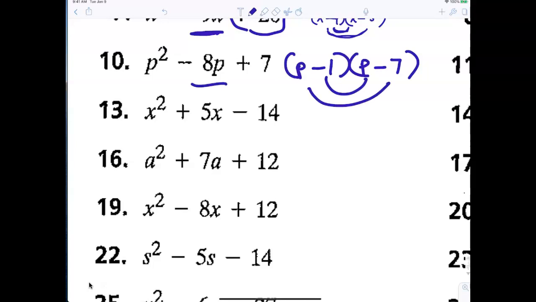You have to do it yourself. You can't watch. You can't write the answer down as we're going. You have to do it, or you're not going to learn it. All right? Then you have to say, okay, I don't understand what you're doing.